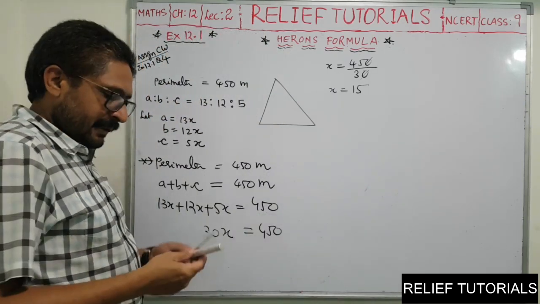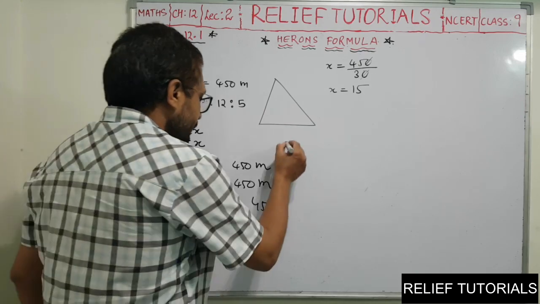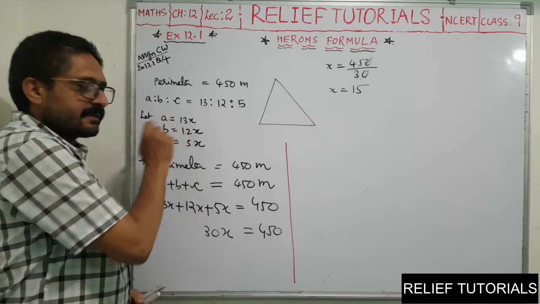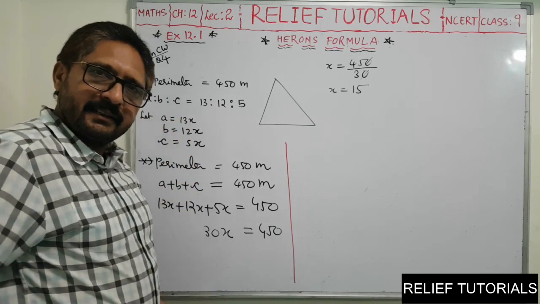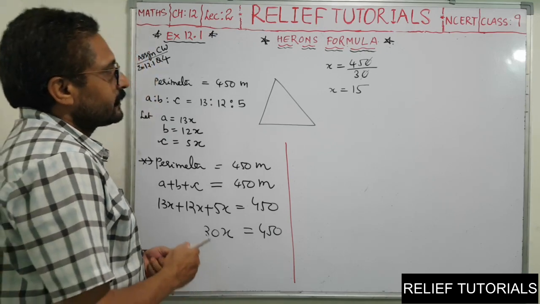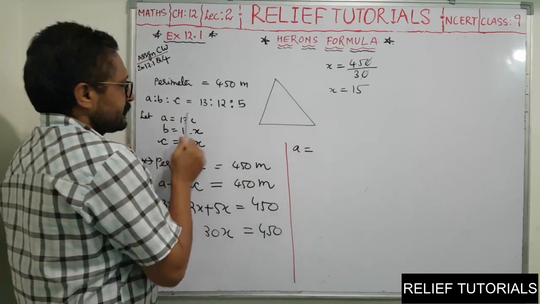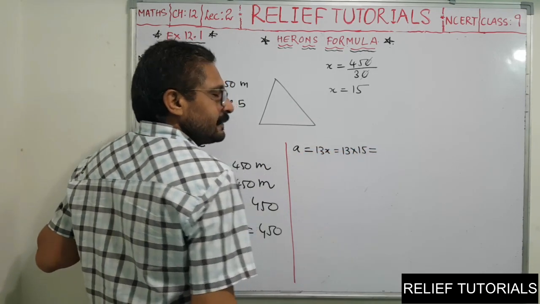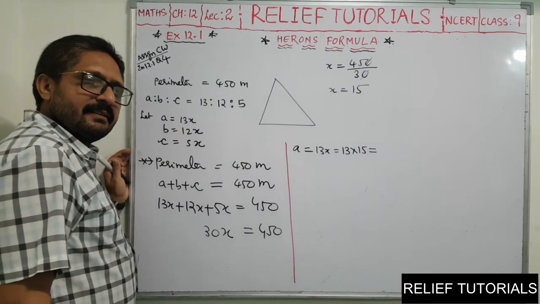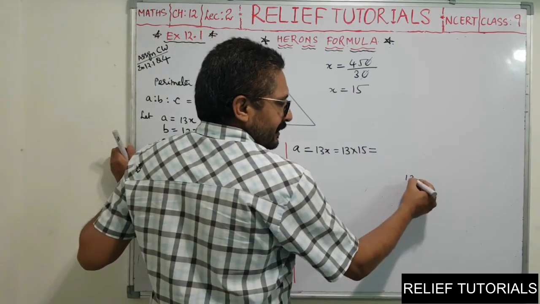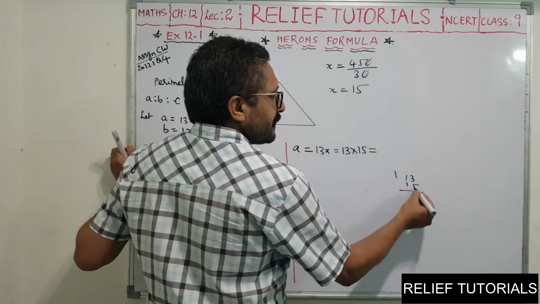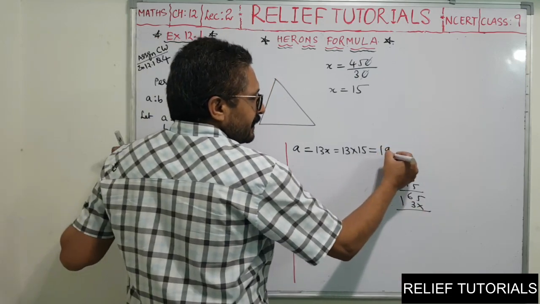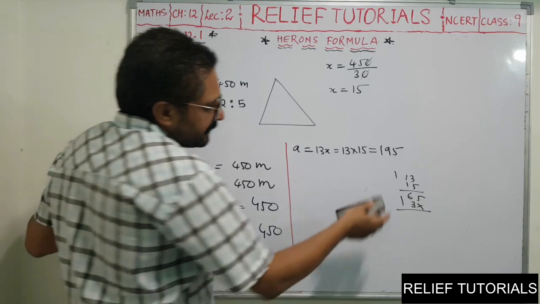Now we got x. So now we will find the value of A, B and C. Once you get A, B and C, you will find the area. So now I can say A is equals to 13x. So that is equals to 13 into 15. So 13 15s are how much? 195. So you will get 195 centimeter.